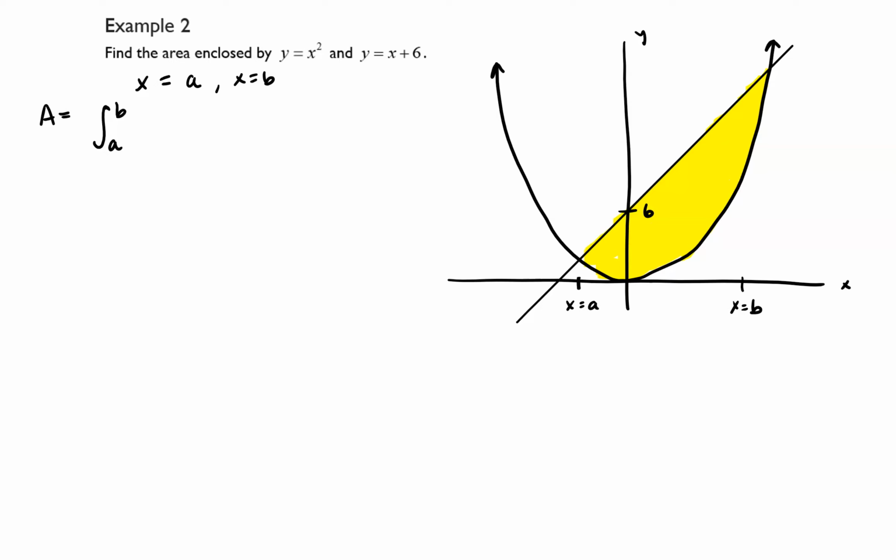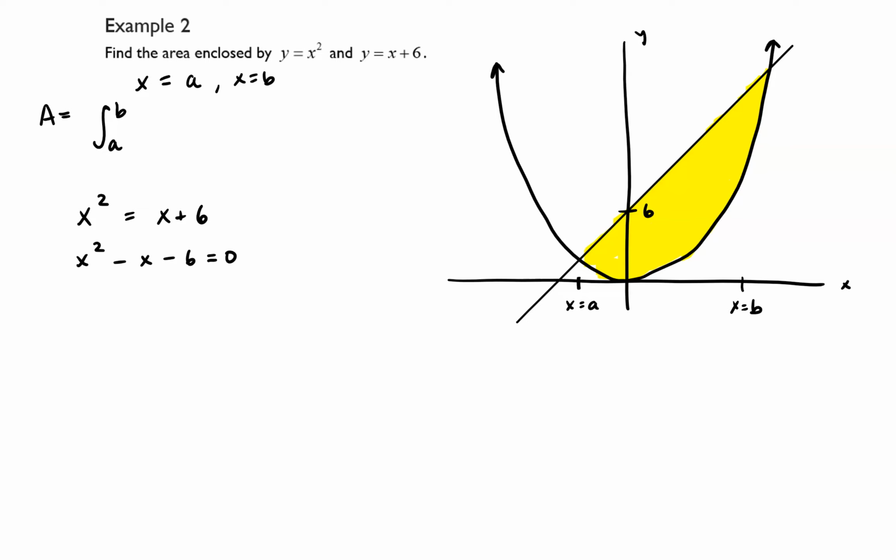And the way that we do that is we have our two curves, we can set them equal to each other. So we have x squared and x plus 6. If we set them equal to each other, we can use algebra to figure out what our a and b values are. I'm going to subtract x, and I'm going to subtract 6 from both sides, and then we get a quadratic function that is equal to 0.